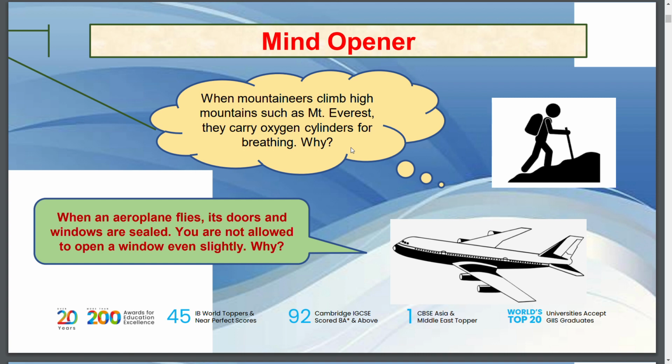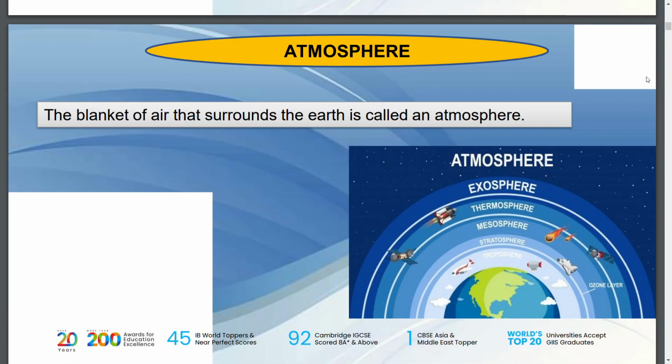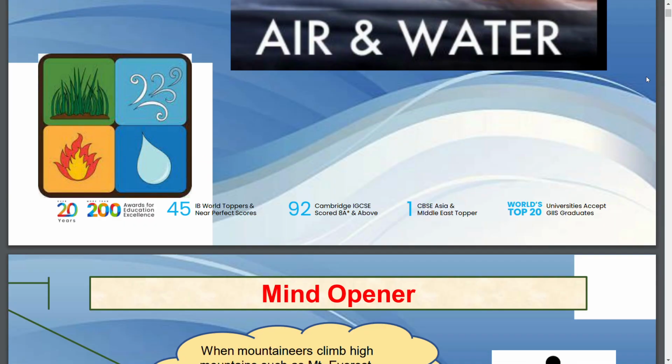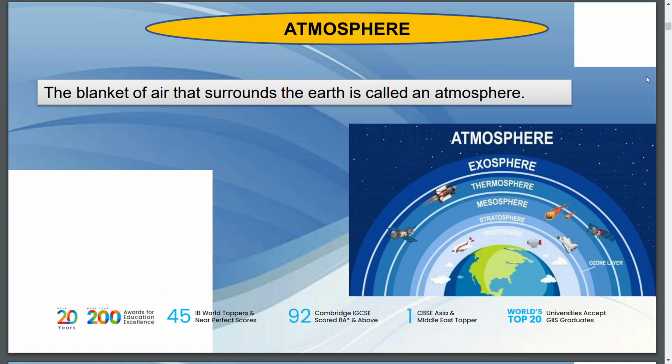And in an aeroplane, its doors and windows are sealed. You're not allowed to open that window even slightly. But why is that so? We're going to learn all about the atmosphere.